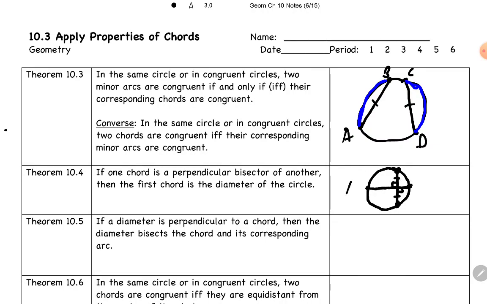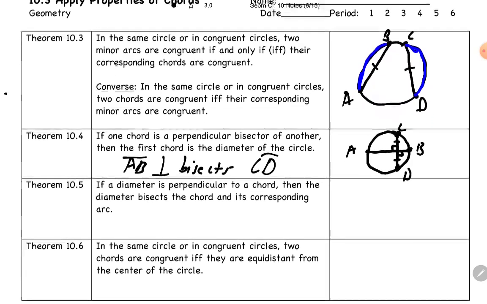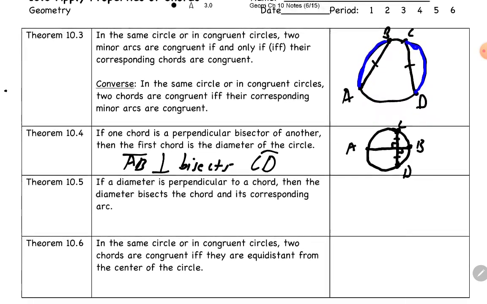So basically, let's call this AB, CD. AB perpendicularly bisects CD. If that's true, then AB is the diameter.